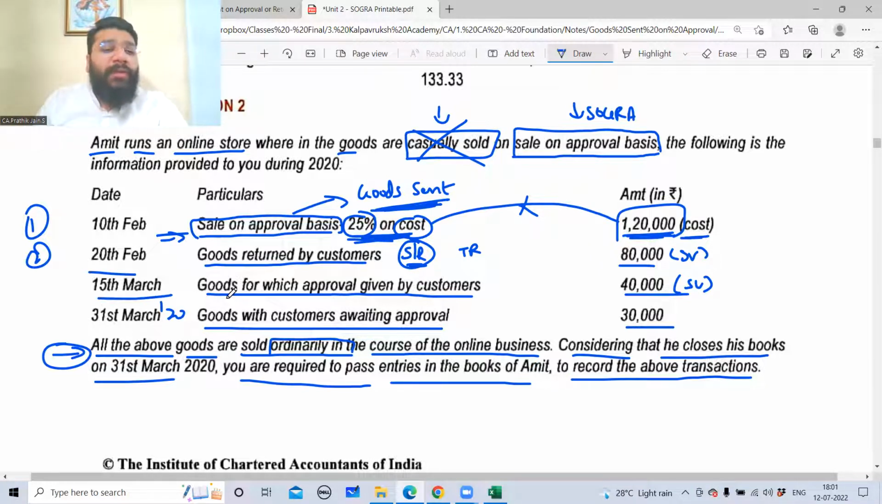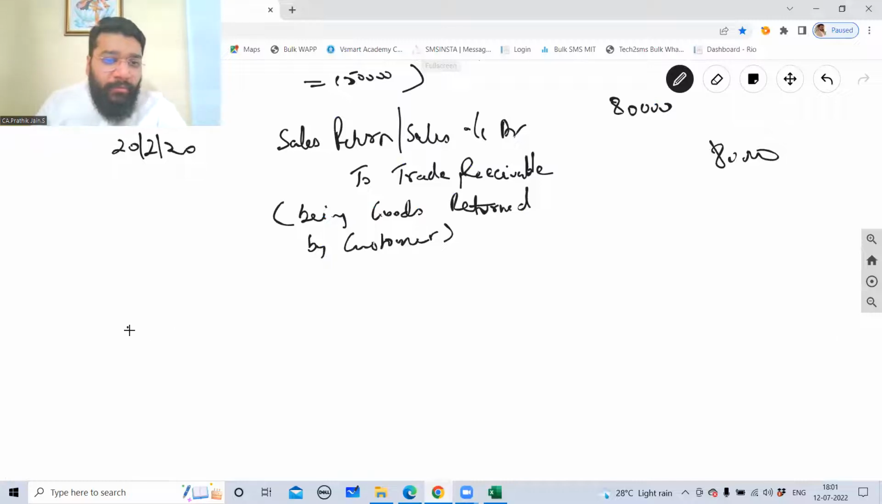Next, on 15th of March, goods for which approval was given by customer, 40,000, which means the customer has given approval to the extent of 40,000 worth of goods. For this, what entry will you pass? Approval or acceptance for sale is given. But the sale entry is already recorded. So what entry will you record further? There is nothing to record. So on 15th of March, no entry.